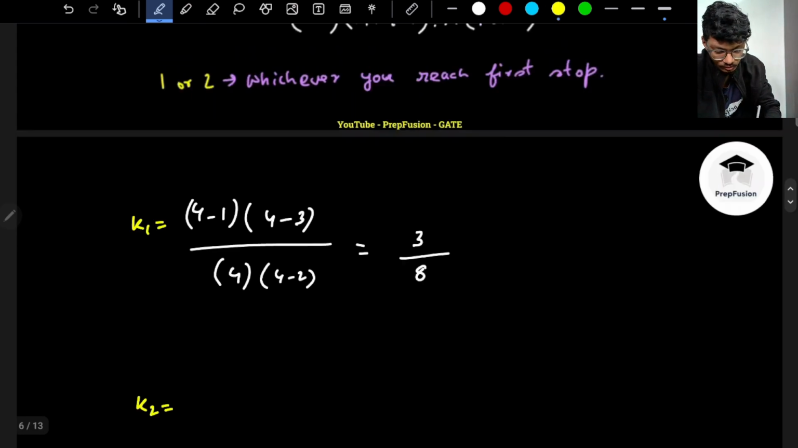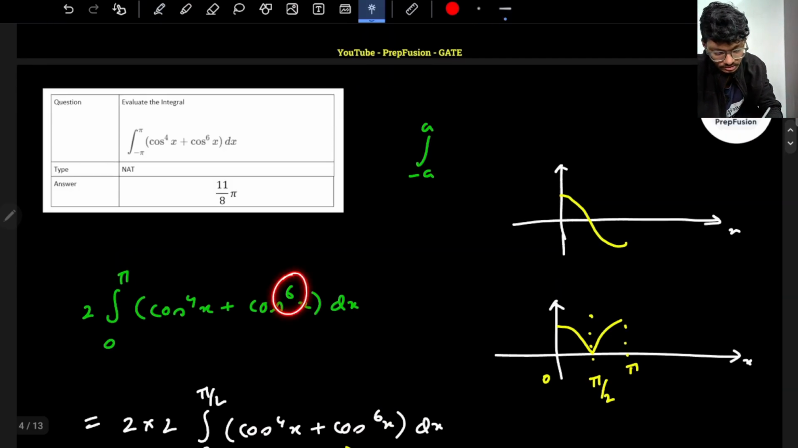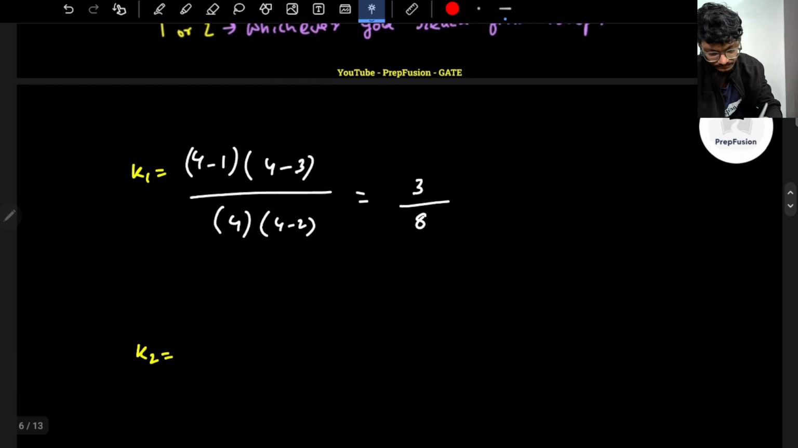What is k2? The power of this cos is 6, so I will start with 6 here.